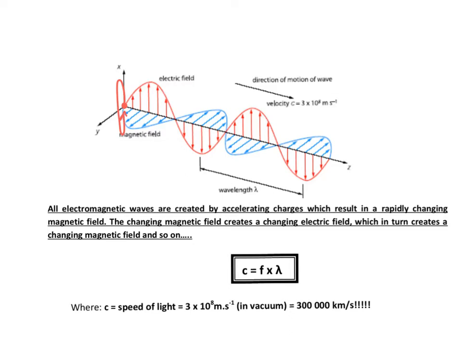Now, to give you an idea of how fast that is, the circumference of the Earth is approximately 40,000 kilometers. So if light travels at 300,000 kilometers per second around the Earth, that would mean it could circumnavigate the Earth 7.5 times each second.